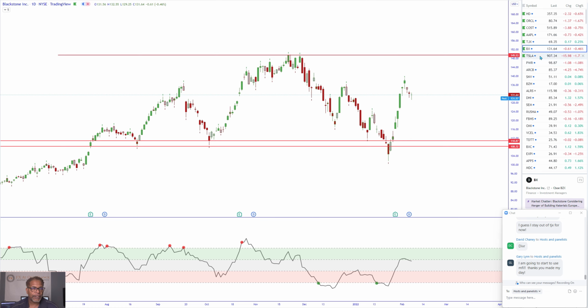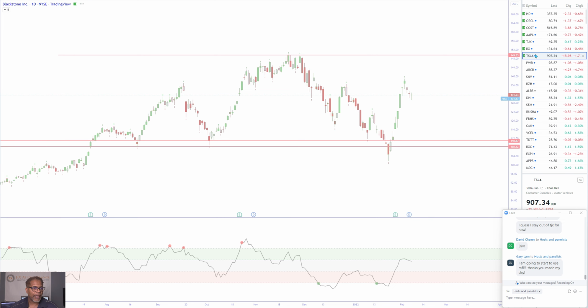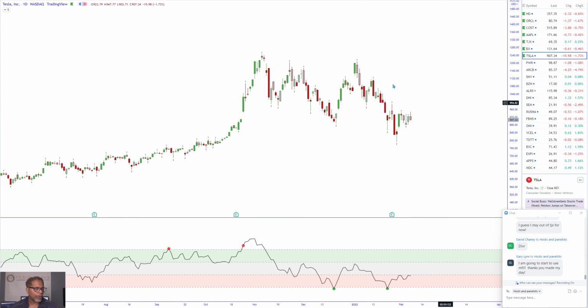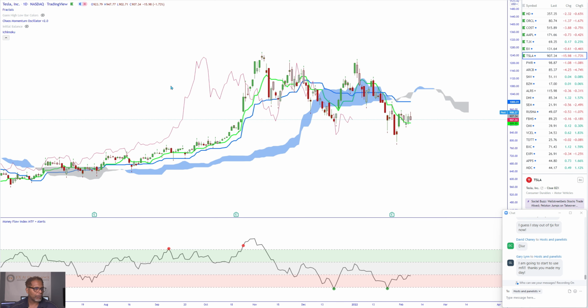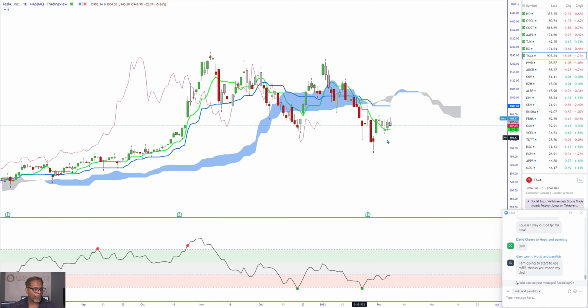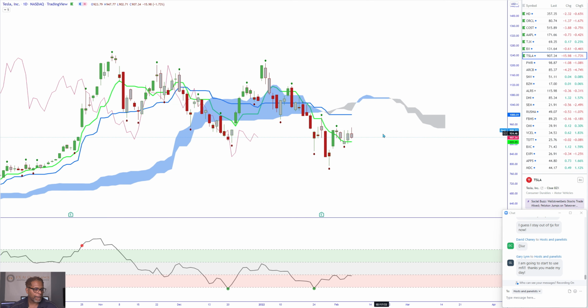And then let's go to Tesla, last one. And then I got one I want to show you guys real quick. Put Ichimoku back on the chart, because this is supposed to be the weekly weather report.